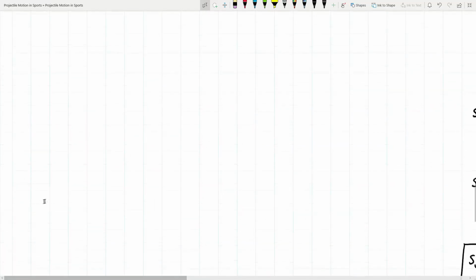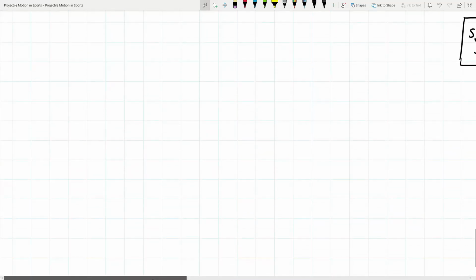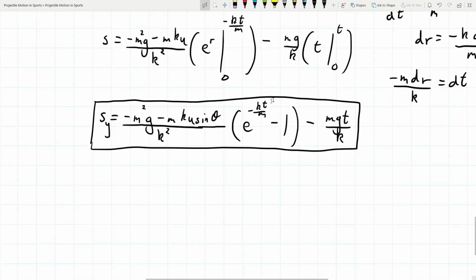So I'm going to go back over to where we did x. So here we got the s of x. So I want to solve for t in one of these equations so we can cancel out the t's by replacing the t with the other equation. This one has a t in the exponent and another t term.